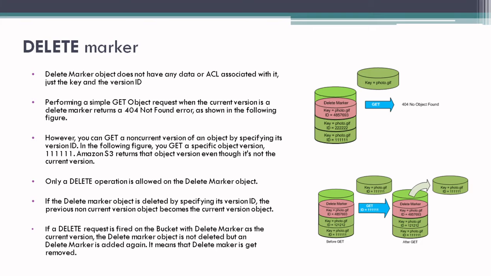It means that the delete marker gets removed. So in this example, if a delete marker is added and you call the delete request, what will happen? The delete marker will get removed and your photo.gif with ID 222 will become your current version. The first time you call a delete request, a delete marker is added. When you call the delete request again, that marker will get removed. So you can prevent deletion in this manner.